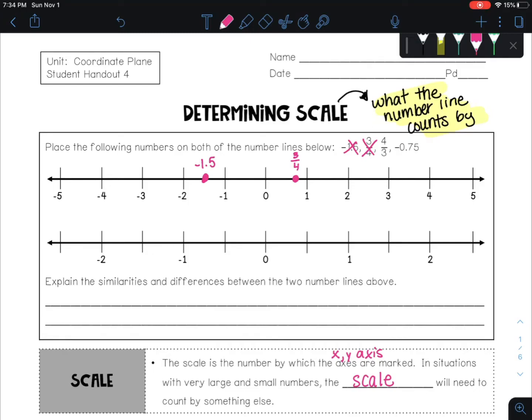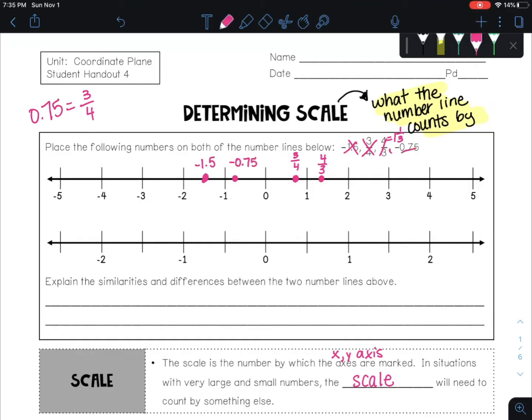4/3, I know that that is the same as 1 1/3, which is a little bit more than 1, not quite 1.5. So if this is 1.5, maybe 4/3 is right here, just before it. And we're having to estimate quite a lot. -.75, just a side note, .75 is the same as 3/4, but we also know that .75 is pretty close to 1. So I'm just going to put it right here. So a lot of estimating on this one.